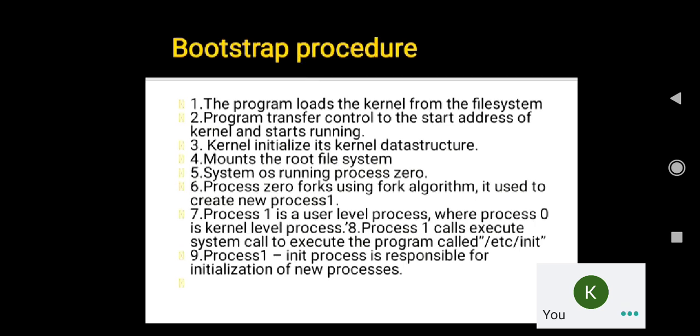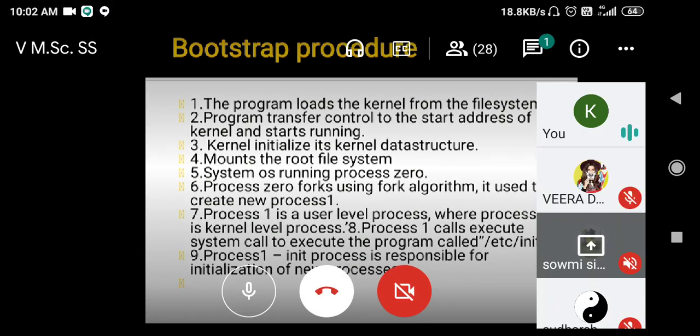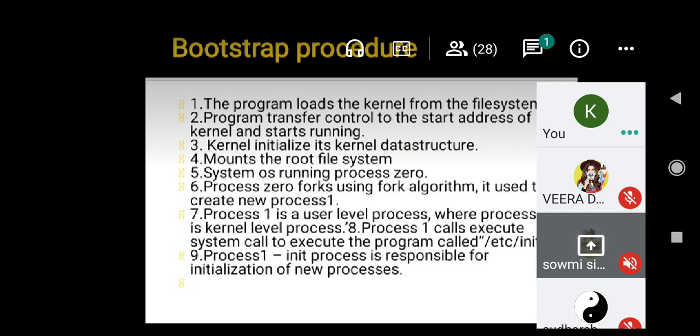And then what is the eighth action? Process 1 calls or executes other programs. Whatever other programs it has to start related to users, it will start. This process 1, otherwise called the init process, is responsible for initialization of new processes. These are the various actions done by your bootstrap procedure, or bootstrap sequence.